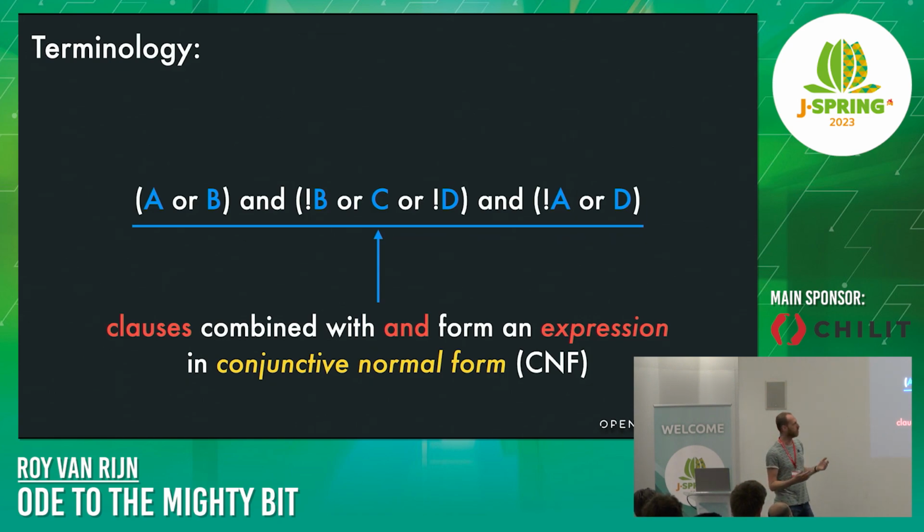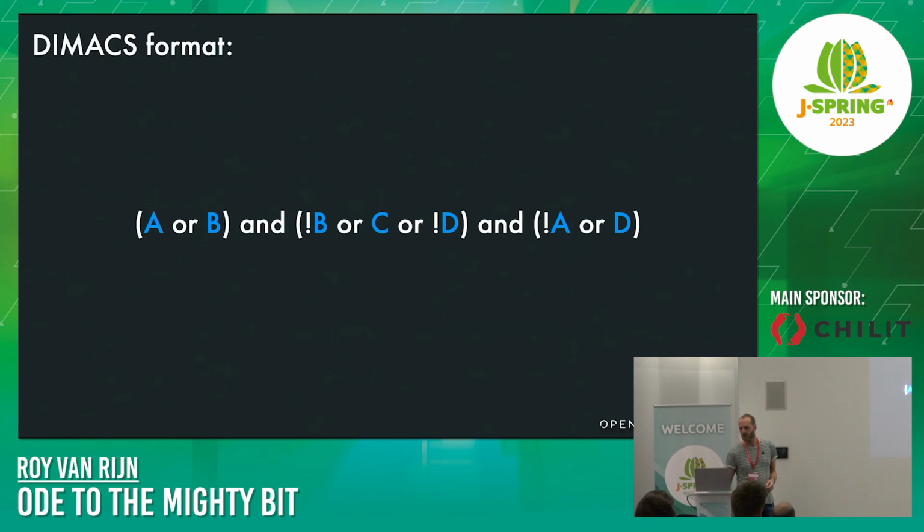Maybe you've learned at school that if you have an OR operation, you can actually negate it and use an AND to get the same thing. You can manipulate any Boolean expression to be in this specific form. We're programmers, we love file formats. We have JSON, XML, sadly we also have YAML. There's also a file format for this, and it's called DIMACS.